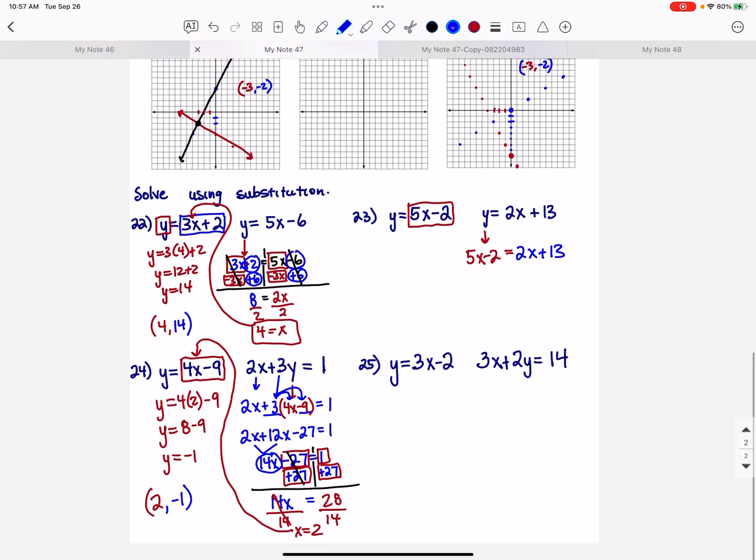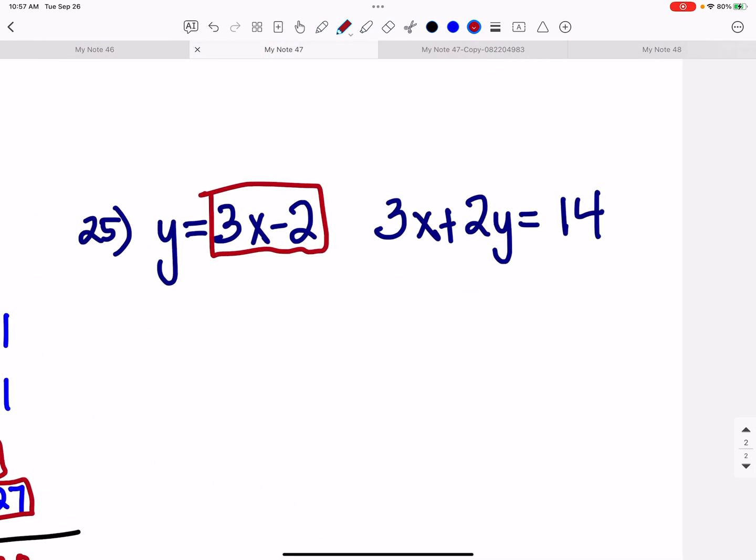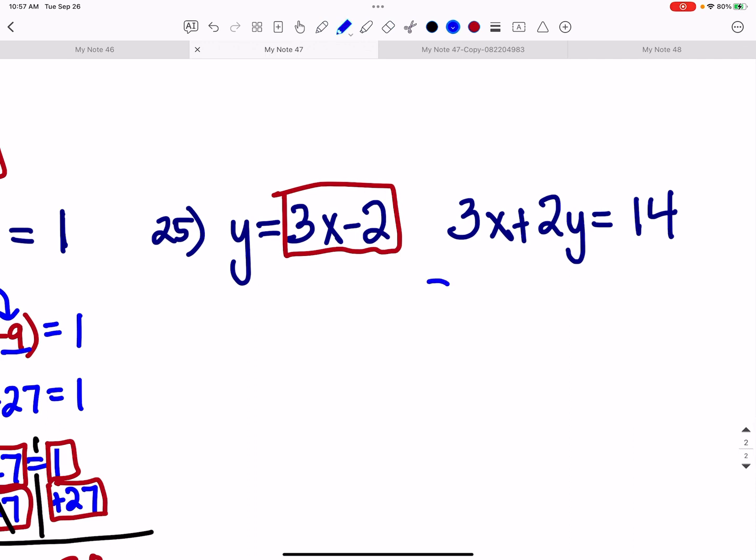All right, so follow that technique over here. I'll even get you started right away. Anywhere I see a y, I can plug in 3x minus 2. So this becomes 3x plus 2, not y. The y, we're going to plug in 3x minus 2 equals 14.